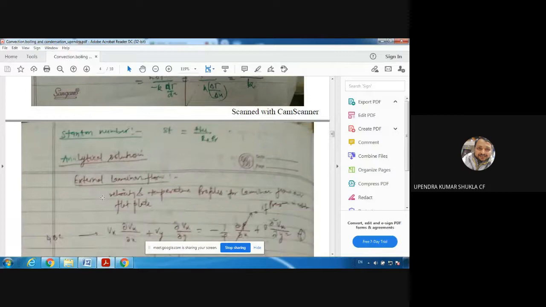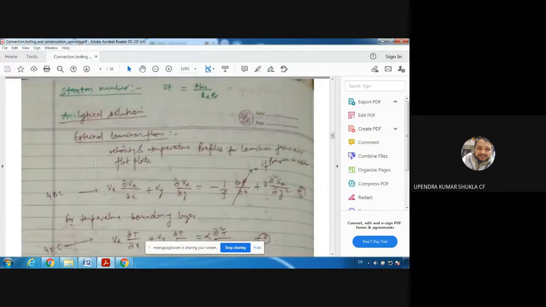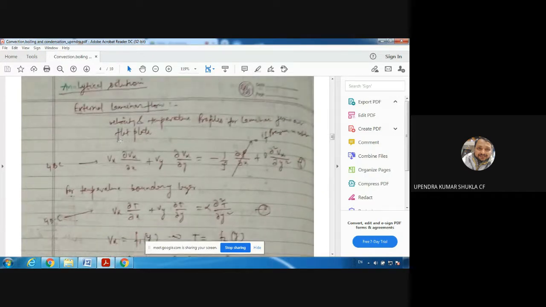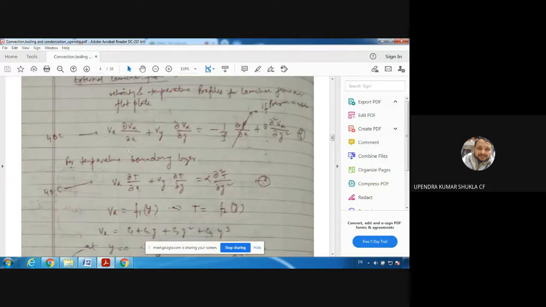Now, analytical solution. Let's find out the analytical solution. From fluid mechanics, I am again using fluid mechanics. Suppose flow over a flat plate. The velocity and temperature profile you will get from the equations. You must have read these equations in fluid mechanics.